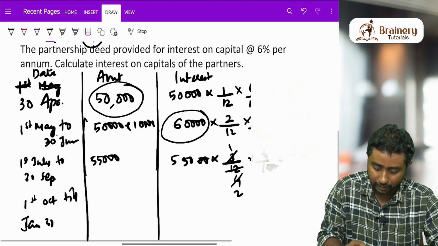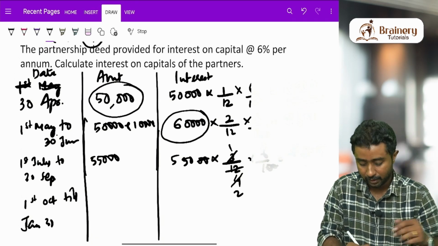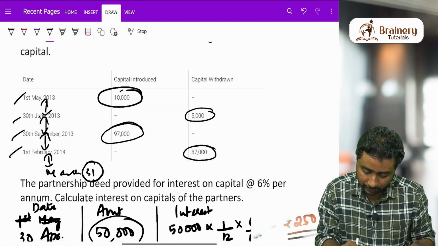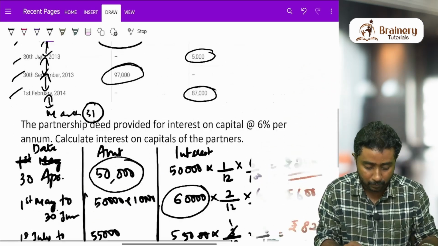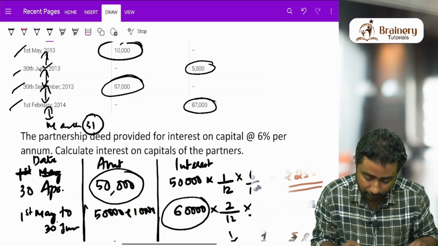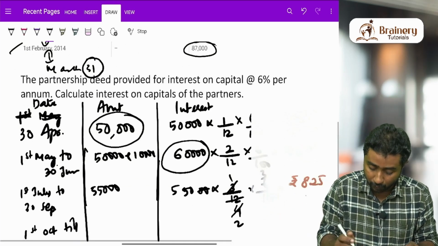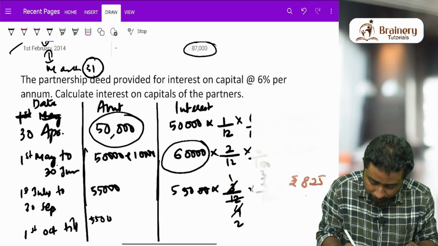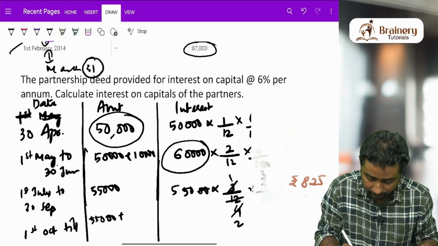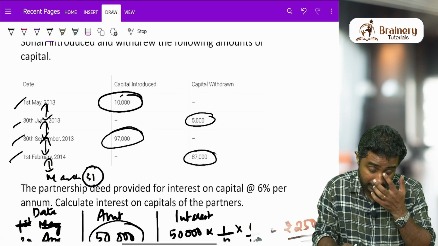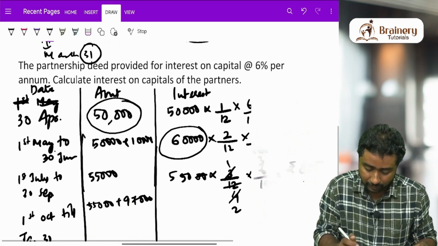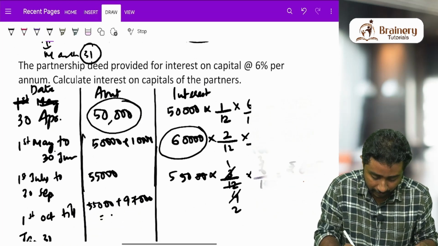Until that, again there is no change, right? So on 1st February what is happening? 87,000 is coming. So on 1st October what is happening? That means on 30th September something happened. Now we had 55,000. 55,000 plus how much? They have added 97,000. They means Sohan has added 97,000. Now totally how much is there? We have 1,52,000.